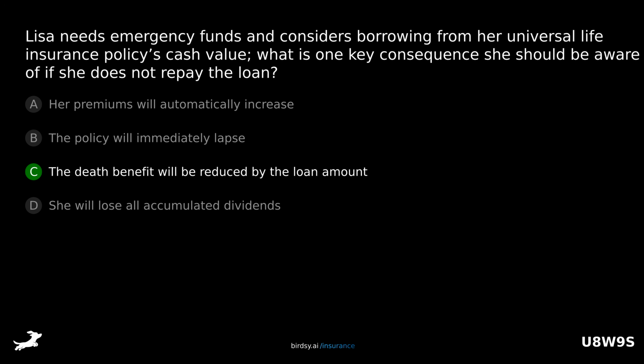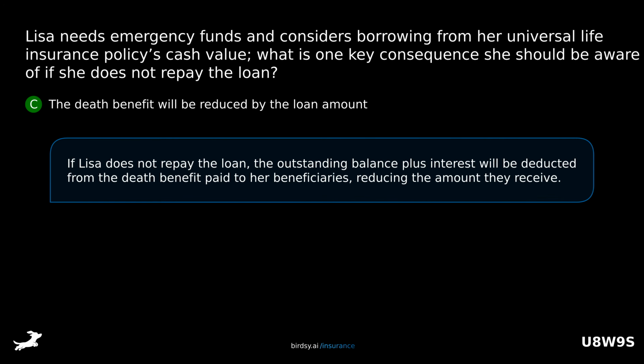The correct answer is C, the death benefit will be reduced by the loan amount. If Lisa does not repay the loan, the outstanding balance plus interest will be deducted from the death benefit paid to her beneficiaries, reducing the amount they receive.